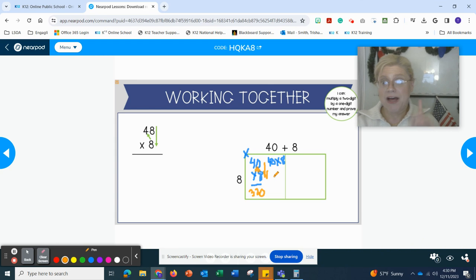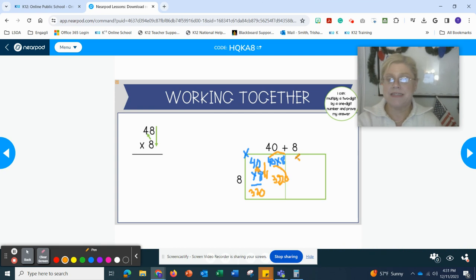Now, thinking back to how Rayanne shared how she got hers, remember she did it horizontally, she just looked at 4 times 8. She knew that was 32. And then, ooh, that 2 looks wonky. That's 2. And then she just brought her 0 down. So 320. Both ways work. You just have to remember to bring that 0 down.